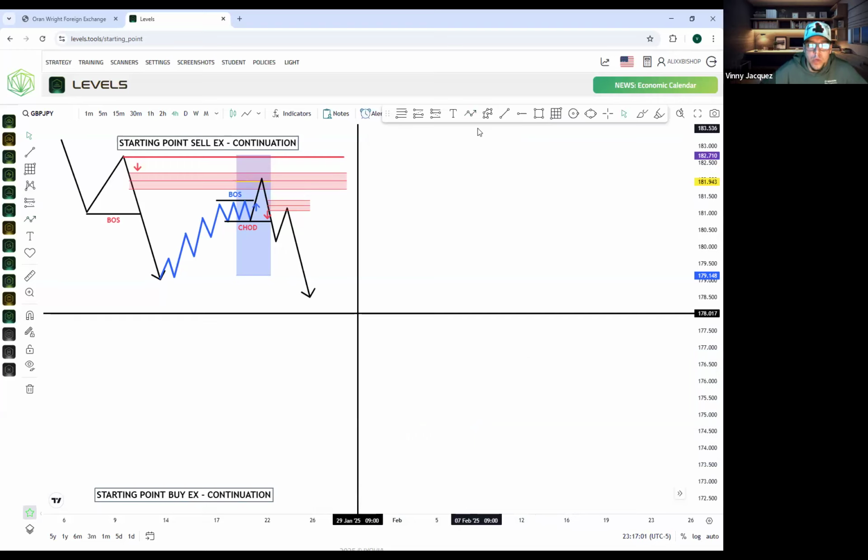Wouldn't you want to hold a buy for a week rather than holding a sell for a day or half a day? You tell me. I don't know about y'all, but I would much rather hold a buy for a week rather than a sell for a day or a day and a half or a couple hours. I don't know. What's your perspective? What would you guys rather do?